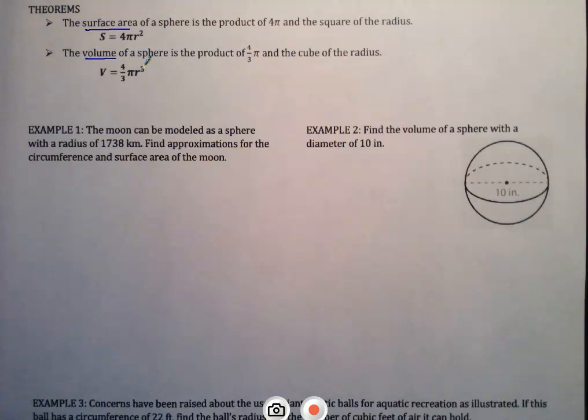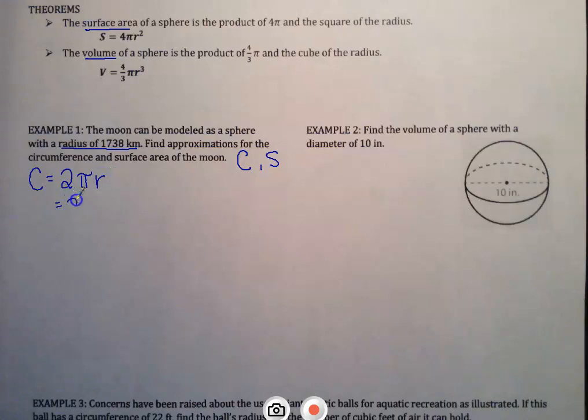Okay, so example 1 says the moon can be modeled as a sphere with a radius of 1,738 kilometers. Find approximations for the circumference and surface area of the moon. So we need to find C and we need to find S, our surface area. Okay, so let's start with circumference. What's the formula for circumference? Good, it's 2 times pi times the radius.